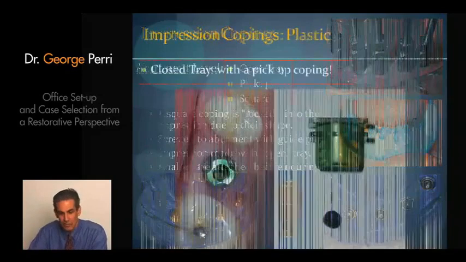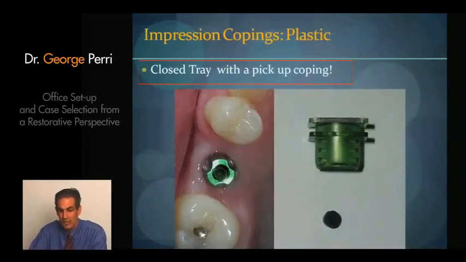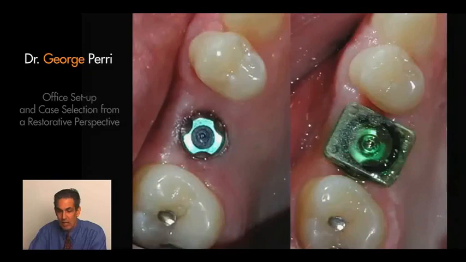All right, not to confuse the issue, but an important distinction to make is that there is one type of coping that is essentially a closed tray coping, but it behaves as a pickup coping. And that's the coping that we use for our easy abutment, our snappy abutment, where we can snap a plastic coping in place over the top of the abutment, inject impression material, use a closed tray, and then pick it up.